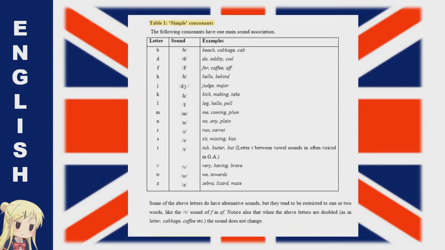Aside from unvoiced and voiced consonants, there are also many other types of consonants. This one is the simple consonant. This consonant is so simple, it only has one main sound. Like the letter B, it sounds b in beach, cabbage, and cab. D in do, oddity, and cut. It sounds F in for, coffee, and off. And H in hello and behind.